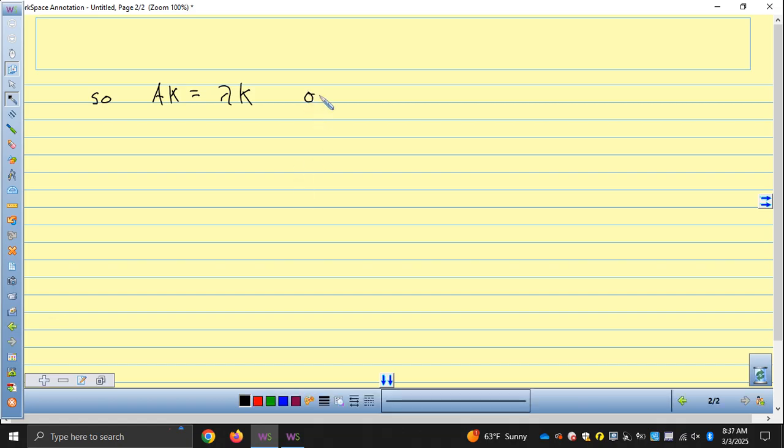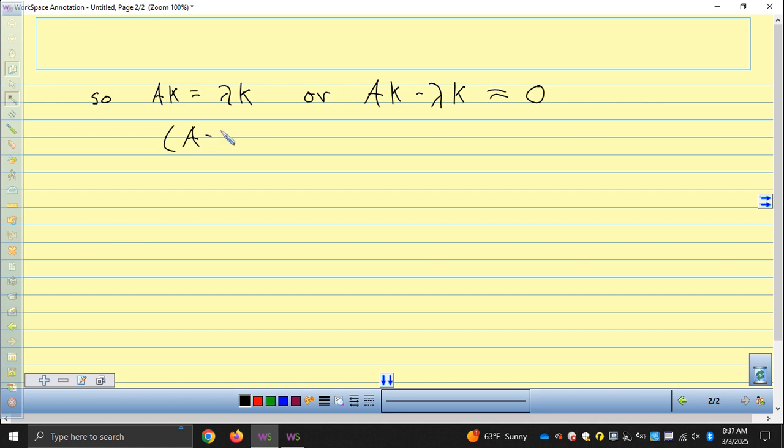Or, I'm going to rewrite this, AK minus lambda K equals 0. And I'm going to simplify just a little bit further. I'm going to say A minus lambda times the identity matrix times K equals 0, factoring that column vector K out of there. So I'm multiplying the lambda by the identity, the n by n identity matrix.